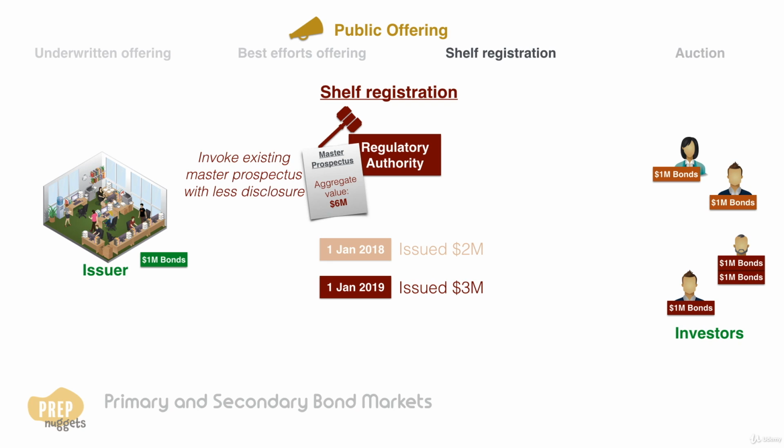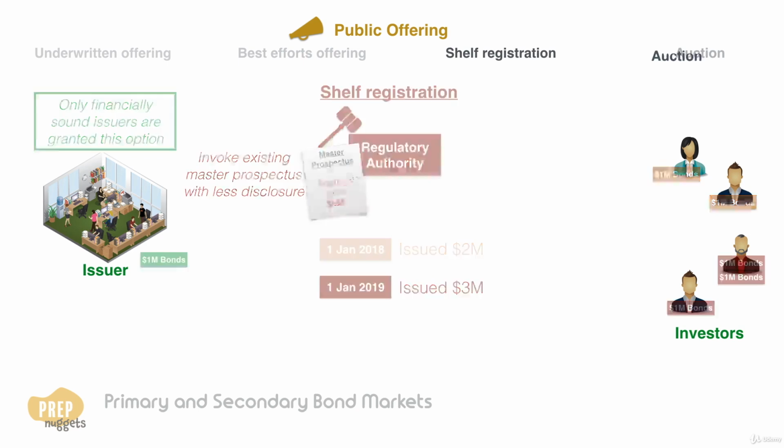As such, individual offerings under a shelf registration require less disclosure than a separate registration, so only financially sound companies are granted this option. In some countries, bonds registered under a shelf registration can be sold only to qualified investors.